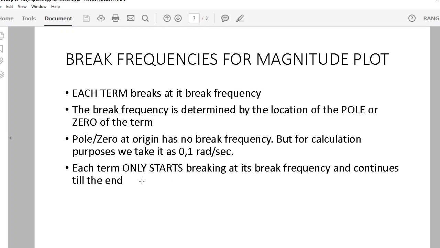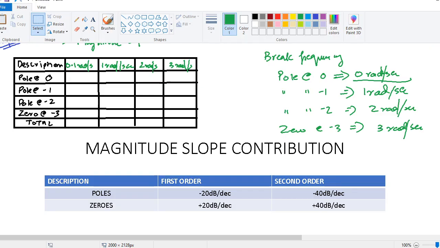The next point is each term only starts breaking at its break frequency and continues till the very end. So keeping this in mind, let's start work on this one now. Right, so the pole at 0, right?